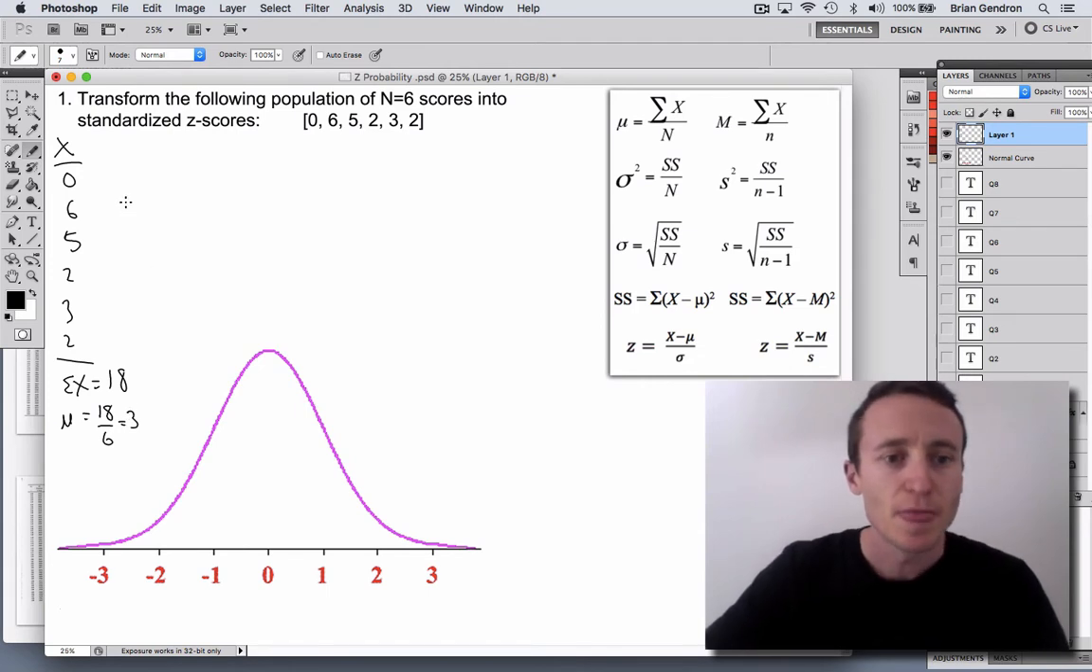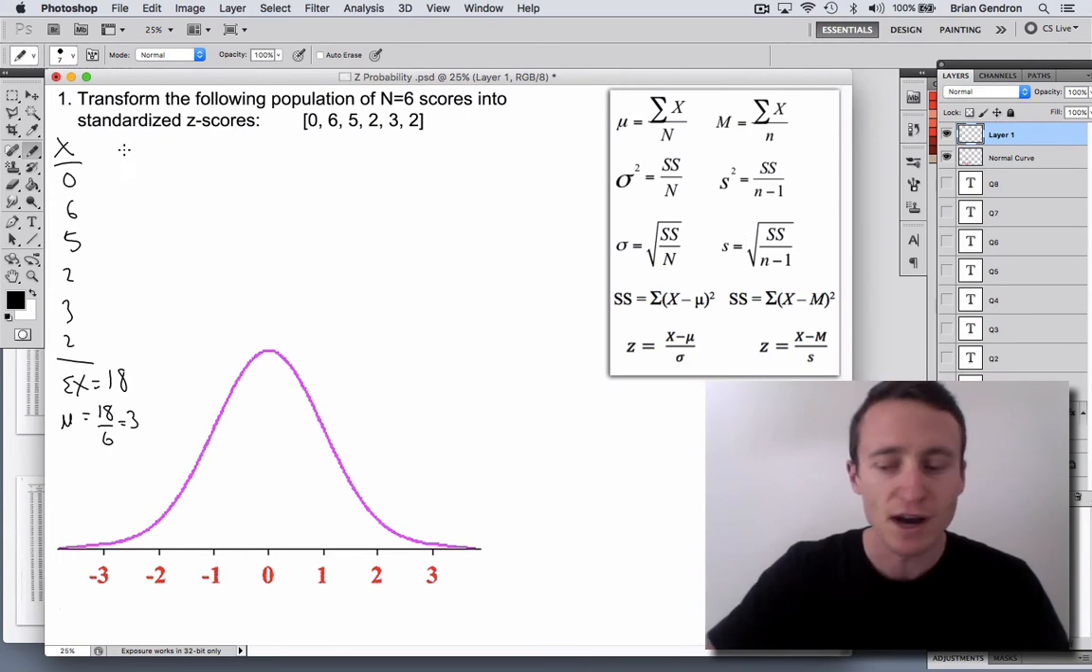All right, so to calculate the standard deviation, which is a measure of variability, we use the formula right here. Standard deviation equals the square root of SS over n. I'm using this formula because it is a population of scores. Of course, note that if it was a sample, you need to use one of the sample formulas.